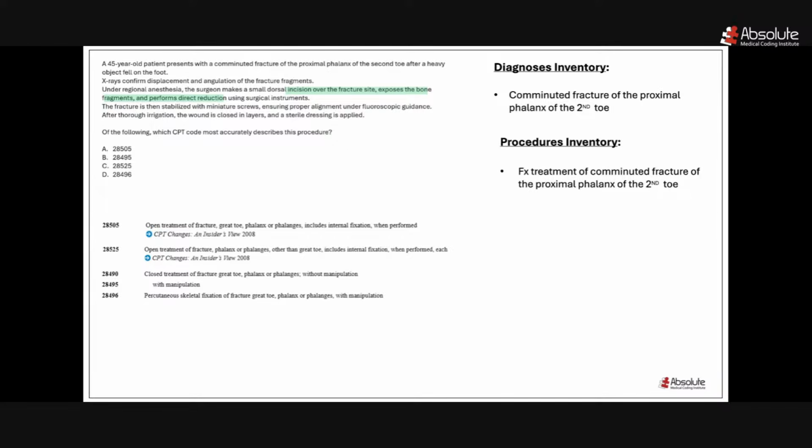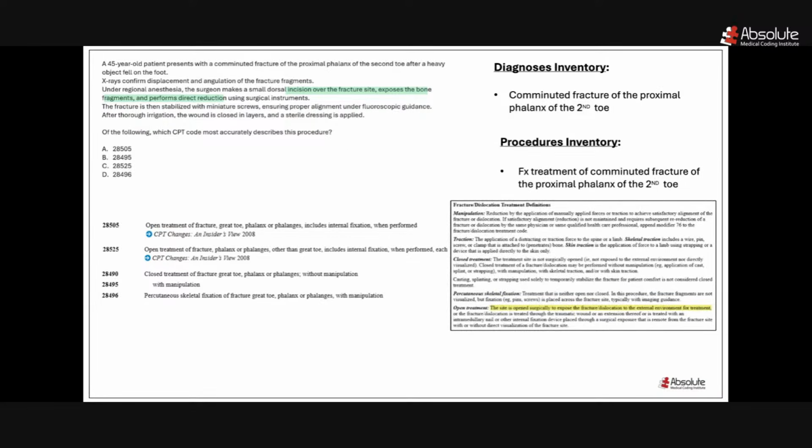Yes, this is an open fracture treatment, right? Yes, exactly. And you all know the definition by now. The site must be surgically open and clearly documented. An incision over the fracture site exposes the bone fragments and performs a direct reduction. This is an open fracture treatment. All right, so no doubt on that.